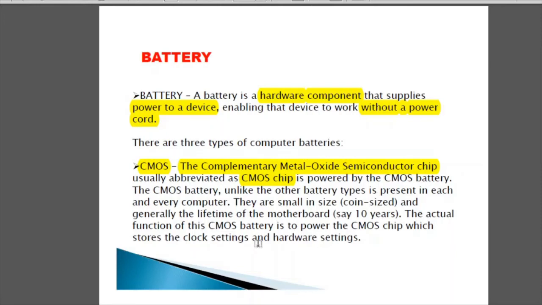So there is a CMOS chip in your motherboard which requires some power to work. So the CMOS battery is specially installed for this CMOS chip. इस chip के लिए specially एक battery है, and इस chip का काम क्या है? It stores the clock setting and hardware settings of the computer, and for this special chip we have a special battery.